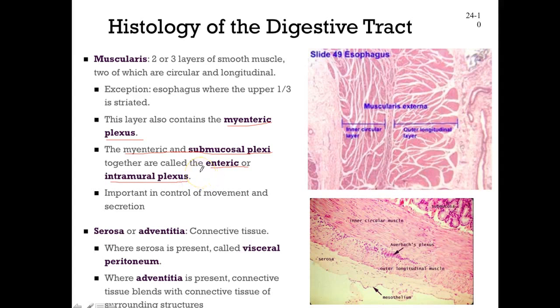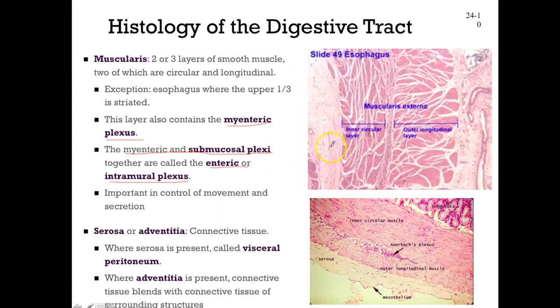And so the enteric plexus, it's kind of like its own brain. It regulates itself rather than having to go to the central nervous system and having that regulate it. So this muscularis externa layer is really important in controlling the movement and secretion within our GI tract. This is what's going to help us with that peristalsis and segmental movement.